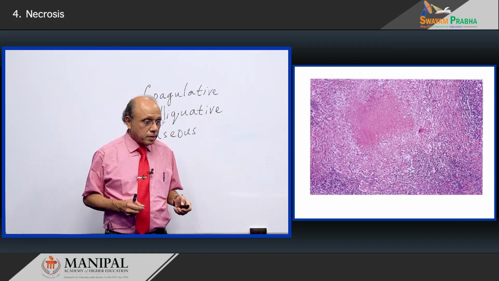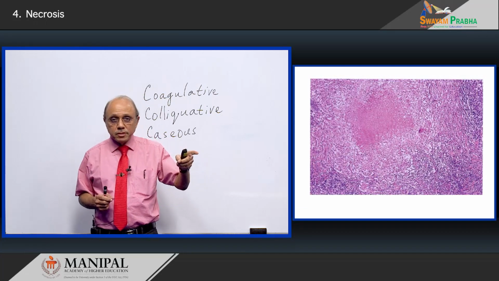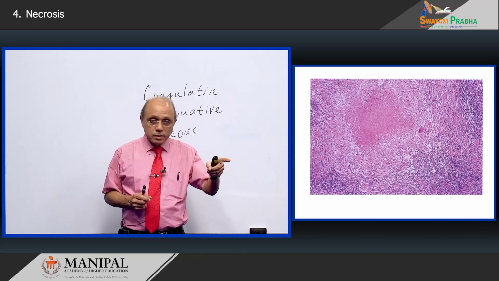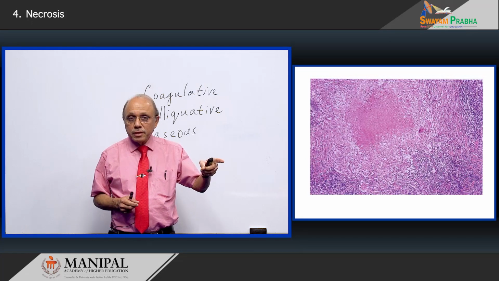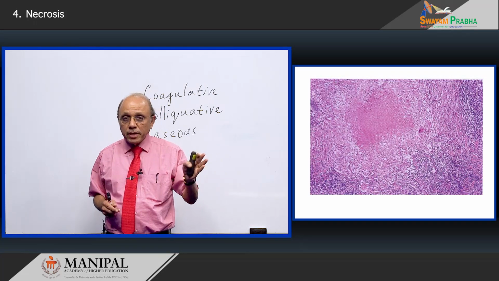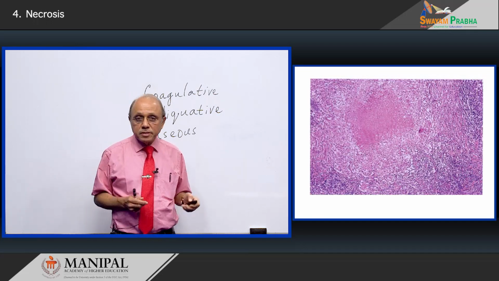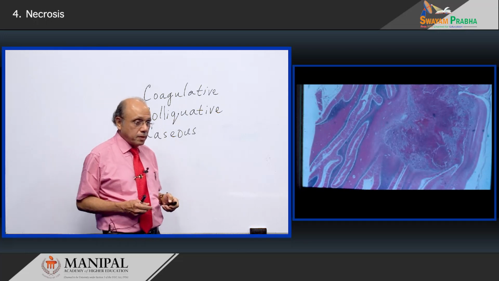We have another picture of the same process of destruction, which is obvious to you with the tissue destruction caused by tuberculosis, which has destroyed the tissue. You only see it as a homogeneous pink material. This is caseation necrosis, the third type of necrosis that we have seen.